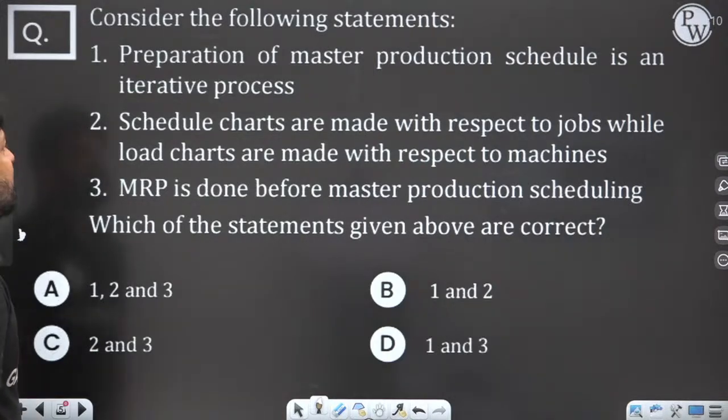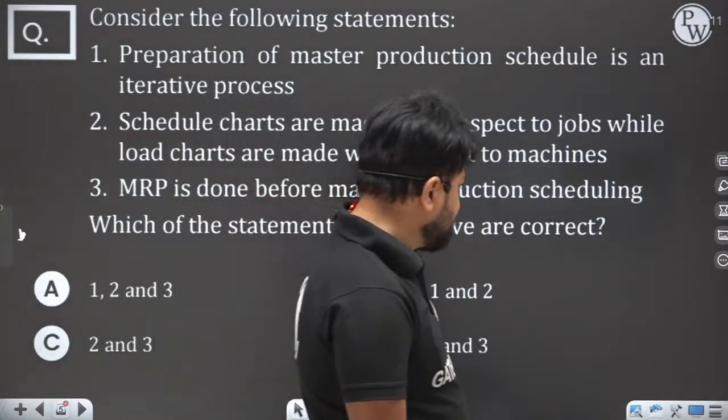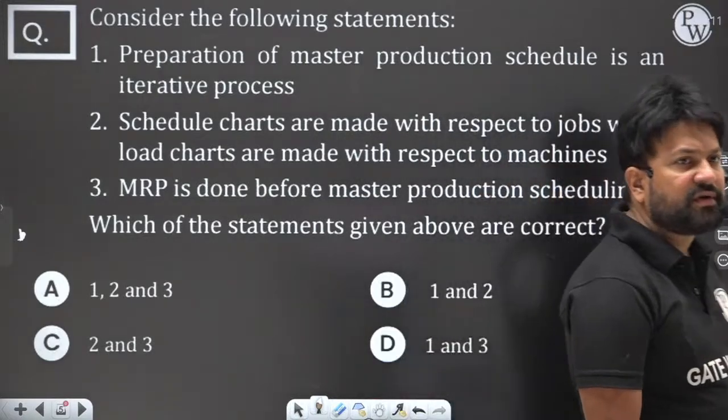Schedule charts are made with respect to the job, while load charts are made with respect to machine. MRP, material requirement planning. MRP is what? Material requirement planning is done before the master production schedule. What do you say?